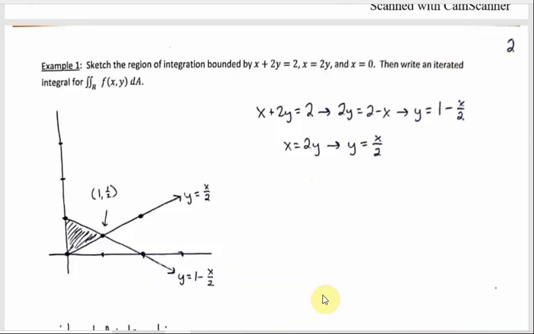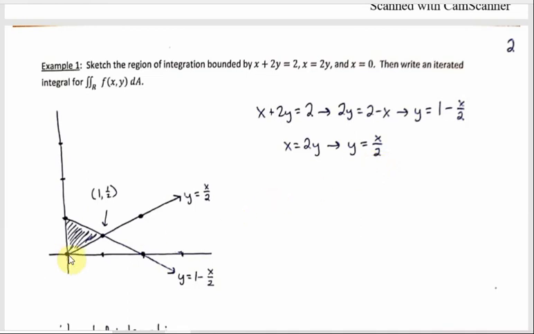For the first example, we want to first sketch the region of integration bounded by these three lines, and then write an iterated integral. So first thing is get the graph. That line is pretty easy, x equals 0, since that's just the y-axis. But then the other two, I think for most people, are easier to see when they're solved in terms of y, so that's what I did here. I took x plus 2y equals 2 and solved for y, and you get y equals 1 minus x over 2. And for x equals 2y, you get y equals x over 2.